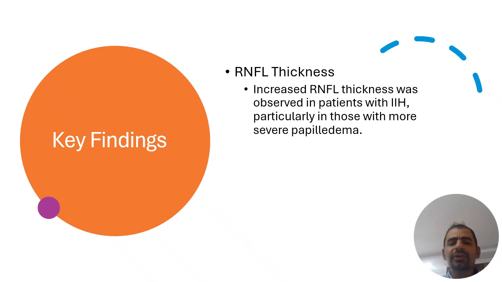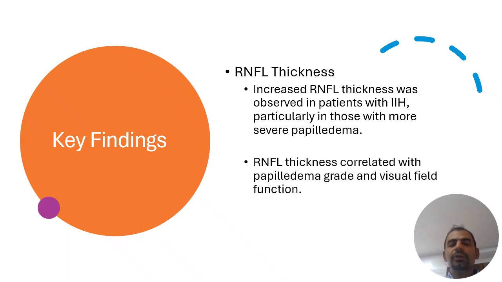Regarding the nerve fiber layer thickness, there was an increased thickness observed in patients with IIH, particularly in those with more severe papilledema. Retinal nerve fiber layer thickness correlated with the papilledema grade and the visual field function.